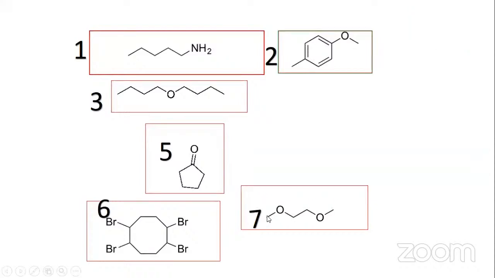Only 1 carbon, methyl, is present. So this side, how many carbon is present? This side, 2 carbon is present. This side, 2 carbon is present. Dimethoxyethane. 1 and 2 carbon is present.